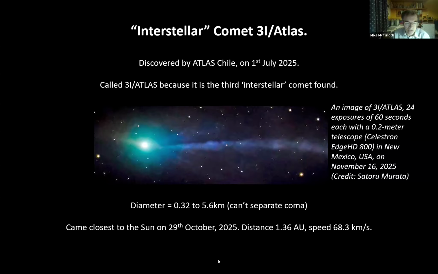It came closest to the sun in October, at a distance of just over an AU, with a huge speed of 68 kilometers per second, which is why they assume that it's an interstellar comet, because it has so much kinetic energy that it's going to escape from the solar system. So goes the standard theory.